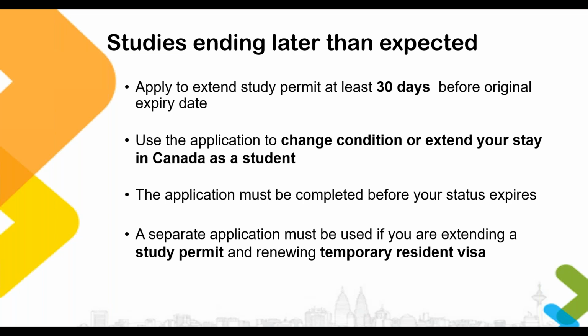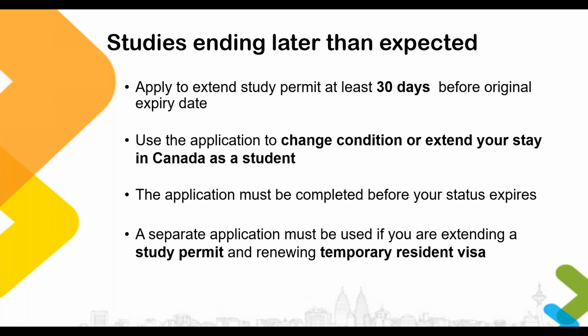So just in case you know someone who's got some issues, this is the exact same form that you would need to use. It's called Change Condition or Extend Your Stay in Canada as a Student. That's the name of the application. The application must be done before your status expires. Now, if you notice anything about this information that we've been giving you so far, it continuously tells you to make your application prior to expiration of your status.